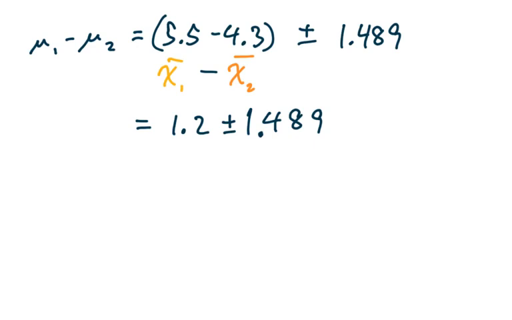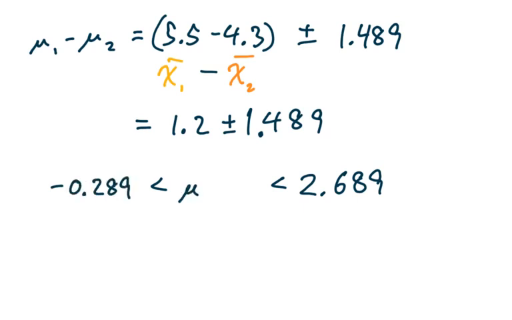And if we do 1.2 plus 1.489, we'll get 2.689. If we do 1.2 minus 1.489, we'll get a negative 0.289. And so that is the range for the difference in these two population averages, these two population means.